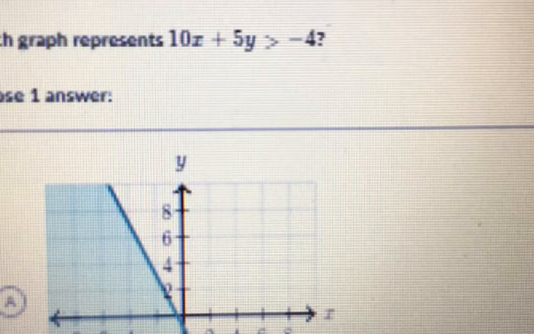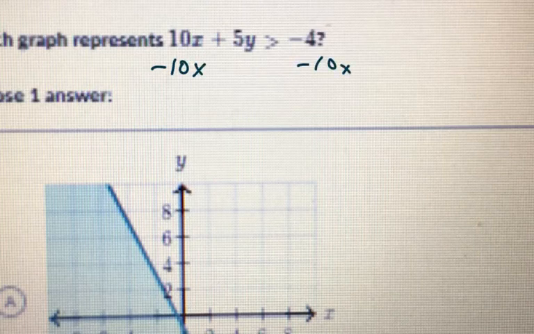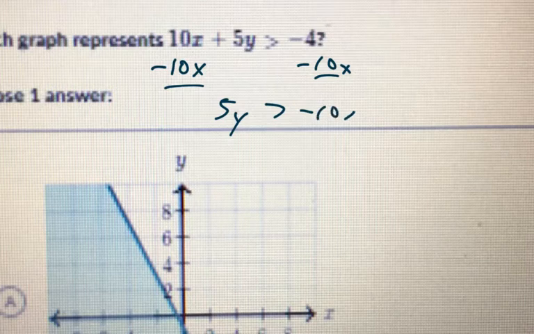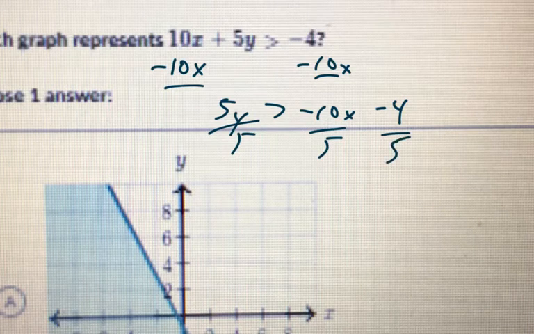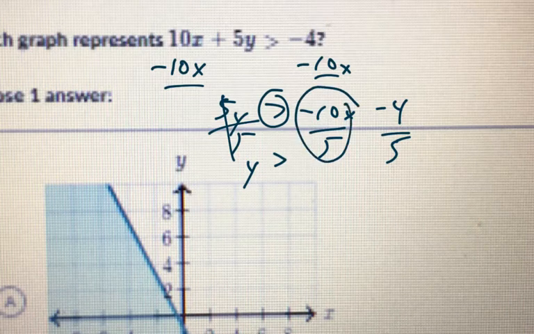Okay, let's do this one. I'm going to minus 10x both sides. 5y is greater than -10x minus 4. I'm going to divide everything by 5. So y, notice I do not switch it, guys, when I divide by a positive. All right, and that right there is a -2x minus 4/5.